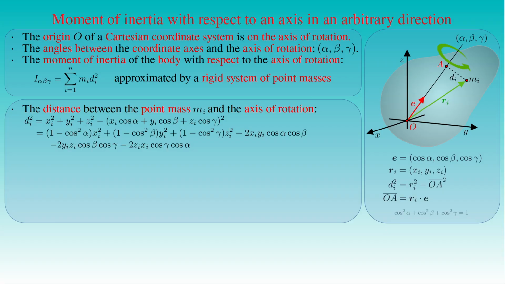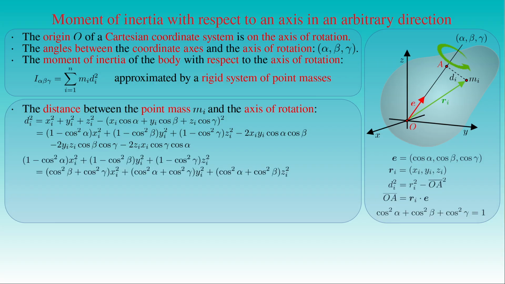Since the sum of the squares of the direction cosines is equal to 1, the three terms forming the first group can be written as the sum of the square of cosine beta and the square of cosine gamma, times xi squared, plus the sum of the square of cosine alpha and the square of cosine gamma, times yi squared, plus the sum of the square of cosine alpha and the square of cosine beta, times zi squared.